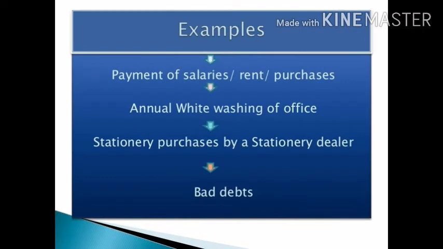Examples for your better understanding of revenue expenditures are payment of salaries, rent, purchases, annual whitewashing of the office, stationery purchases by a stationery dealer, and bad debts, the unrecovered amount.